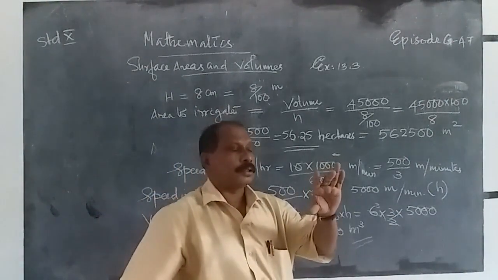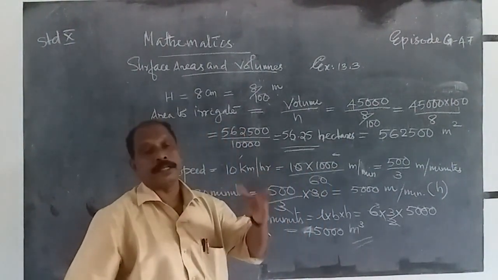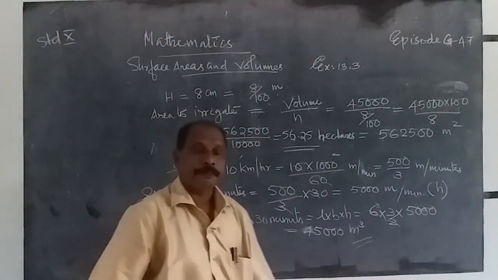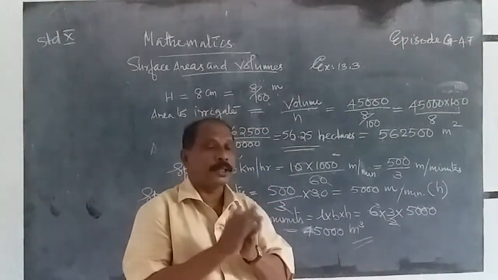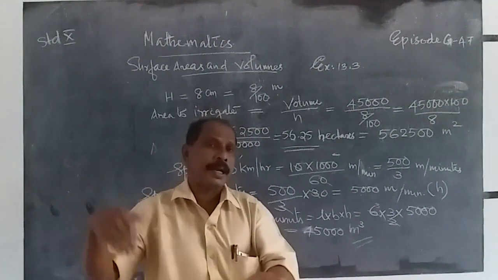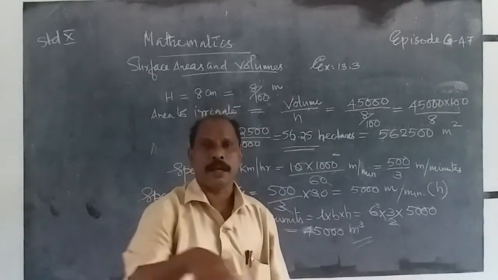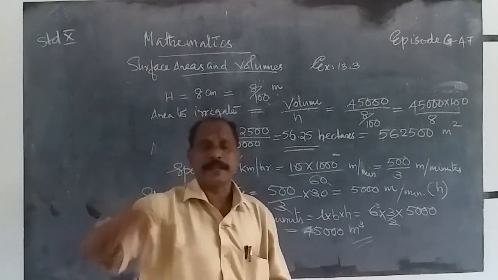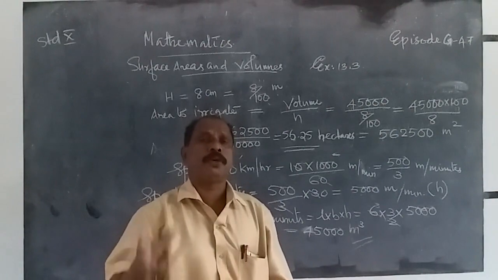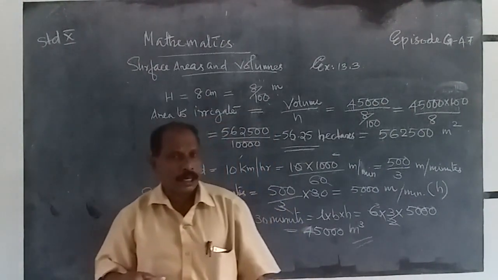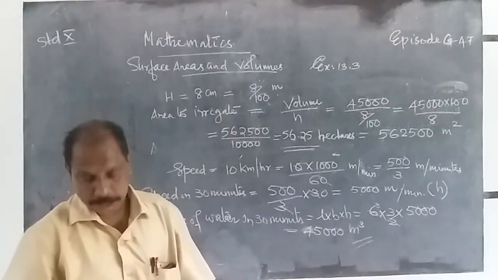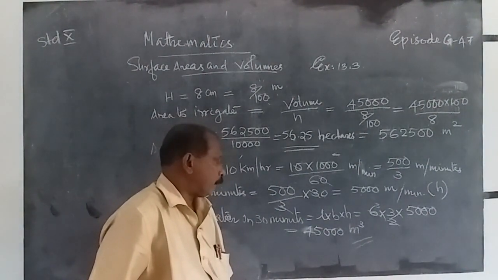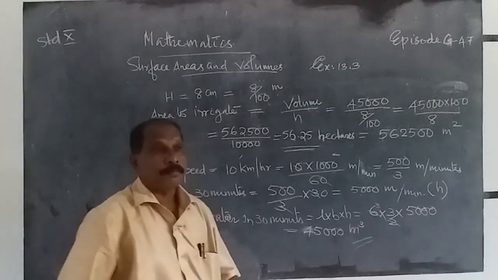Then we know that the height of the standing water is 8 centimeter. It is converted to meter. It is 8/100 meter. Volume means length into width into height. Dividing by the height cancels, we get length into width, that is the area. Therefore, the area of the region to irrigate in 30 minutes is equal to volume by height. That is equal to 45,000 by 8/100.